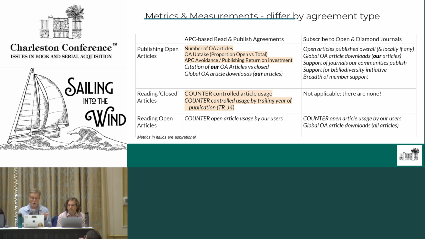Then we get into more qualitative measures like support of journals that our communities publish, or support for bibliodiversity in general, those publishers and products that don't fit into an APC read-based or APC-based model, or how strongly, how widely our members are supporting these investments.